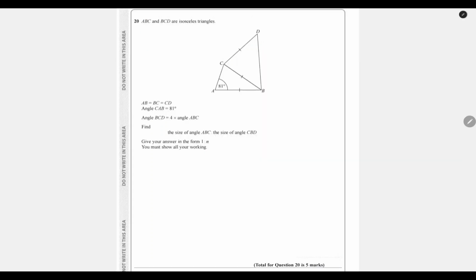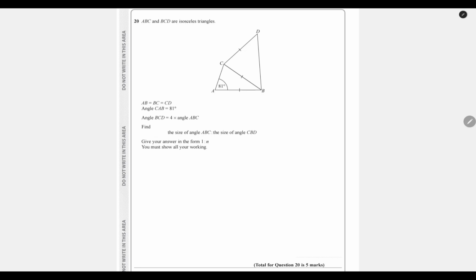Question 20 says ABC and BCD are isosceles triangles. AB is equal to BC, which is equal to CD. Angle CAB is 81 degrees. Angle BCD is 4 times the angle ABC. Find the ratio of the size of angle ABC to the size of angle CBD. Give your answer in the form 1 to n. You must show all of your working.